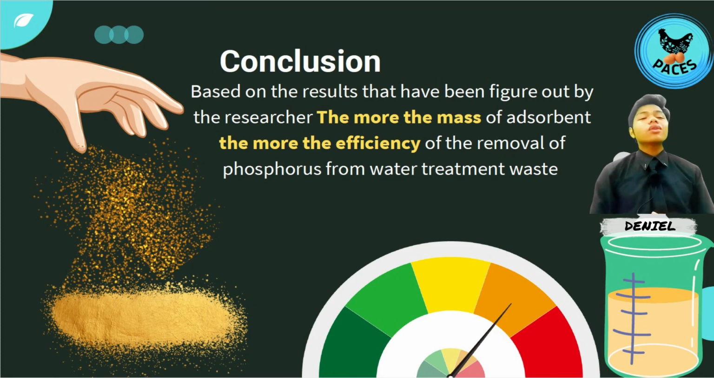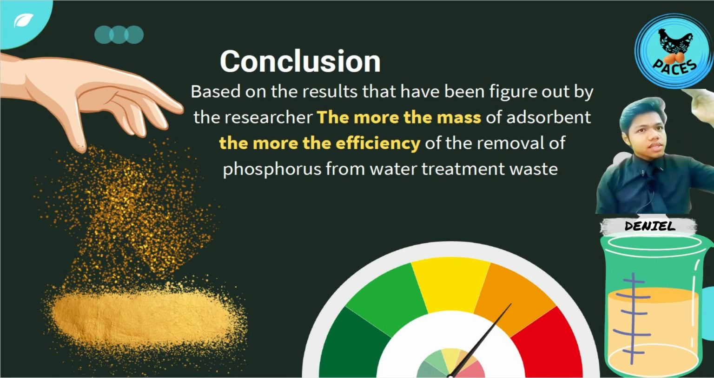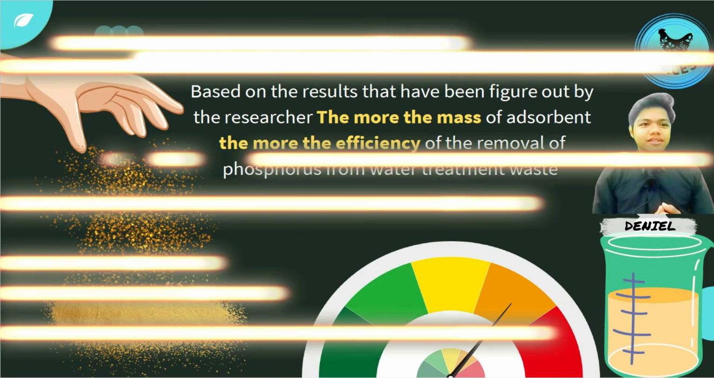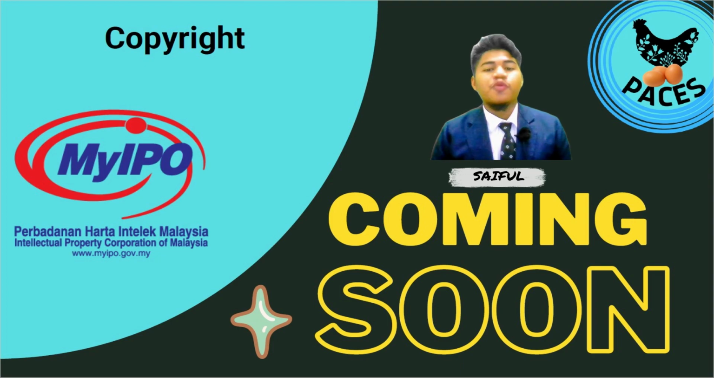So, the initial conclusion we can make for our product is that increasing the mass of the adsorbent increases the efficiency of the removal of phosphorus from water treatment waste. This study will be registered for copyright by MyIPO.